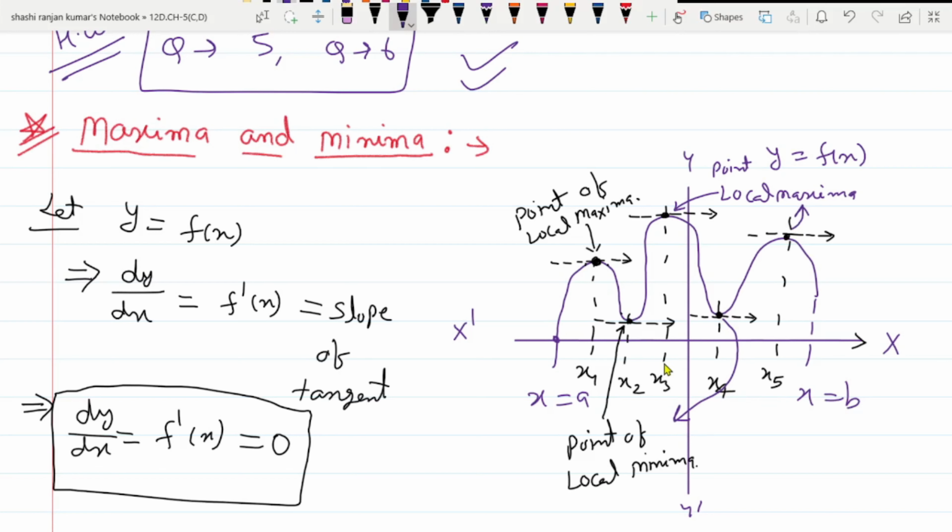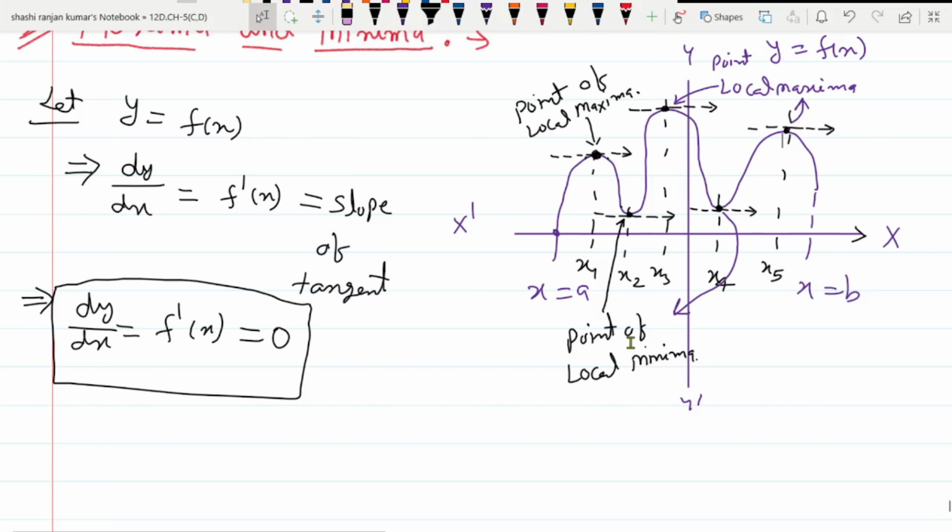So the local maxima and local minima are the points where dy by dx is 0, so we can find them by setting dy by dx to 0. But how to differentiate which is local maxima and which is local minima? For that, there are two methods. One is the double differentiation method, and one is the single derivative method.